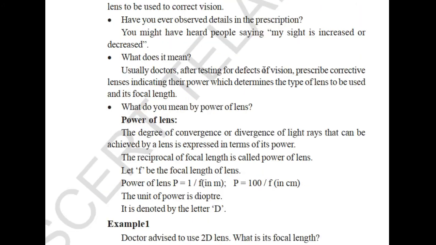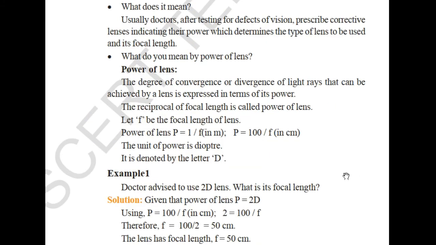So now we have an important topic, power of the lens. Power of the lens is nothing but the degree of converging or diverging of light that can be achieved by a lens. Another definition is that the reciprocal of focal length is called power of a lens. You can write the formula: 1 by f in meters and 100 by f in centimeters. The unit of power is the diopter, denoted by D. You may have seen the doctor advise you to use a 2D lens.